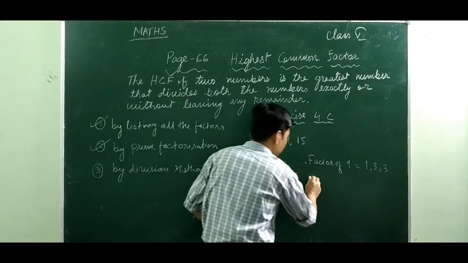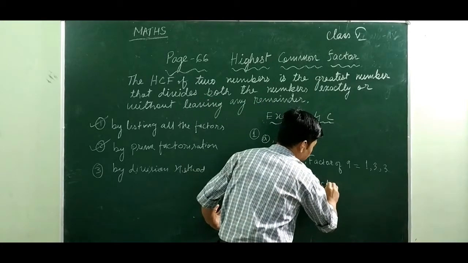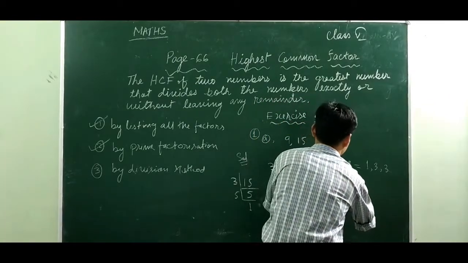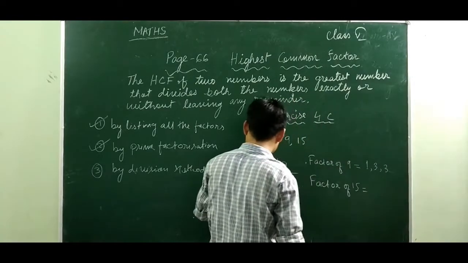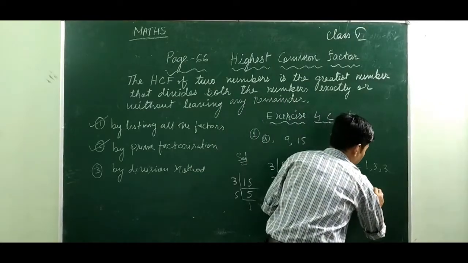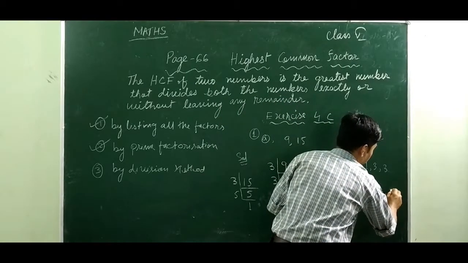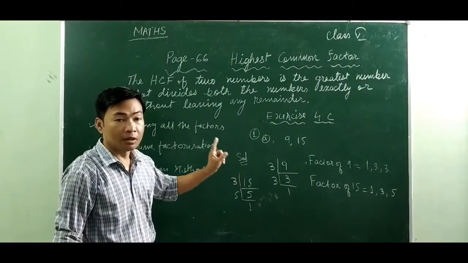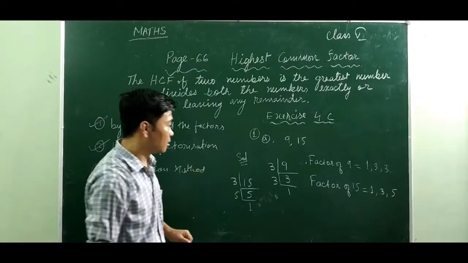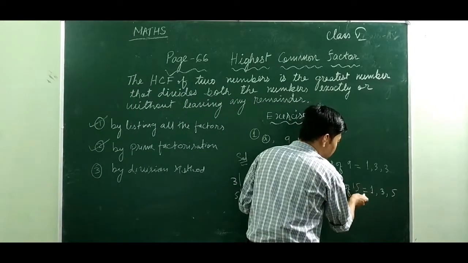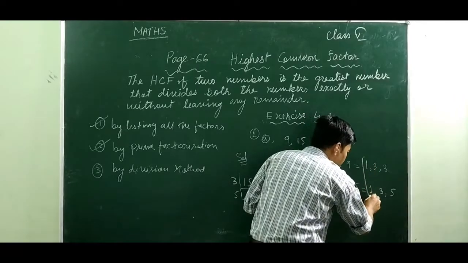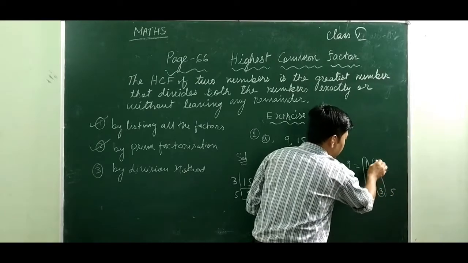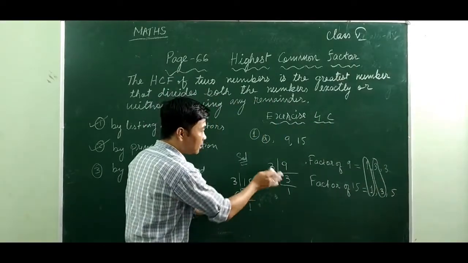So the factors of 15 are 1, 3 and 5. Now we have finished finding the factors. Now we will find the common factor. We see that between the numbers 9 and 15 we have a common number, which is 1, and another common number, which is 3. Now we'll list these numbers.